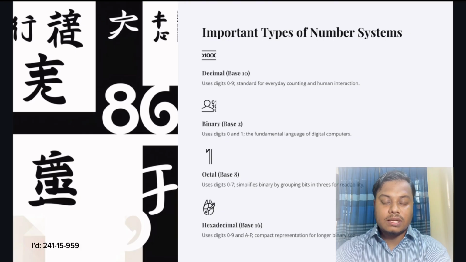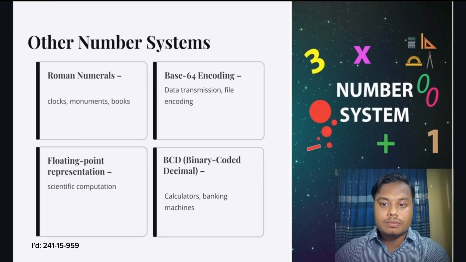There's also hexadecimal, base 16, which uses digits 0 to 9 and later A to F. It's widely used in computing, for example in memory addresses and color codes, because it represents large binary values in a compact form.